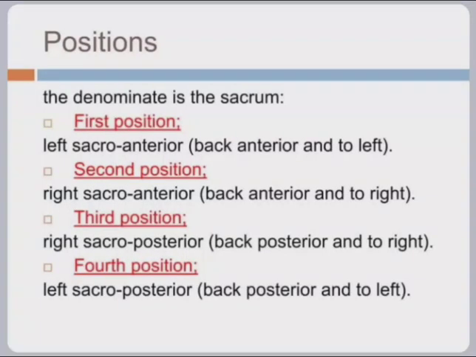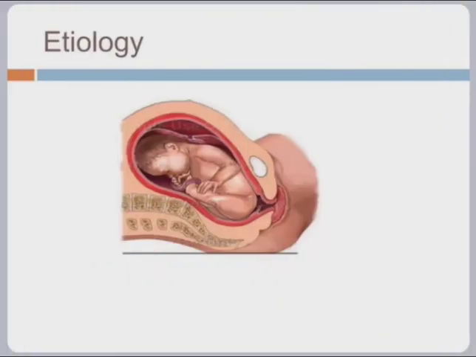Then position, the denominator is the sacrum. First position, left sacro anterior, means back anterior and to the left. Then second position, right sacro anterior, back anterior and to the right. Then third position, right sacro posterior, back posterior and to the right. And fourth position, left sacro posterior, back posterior and to the left.